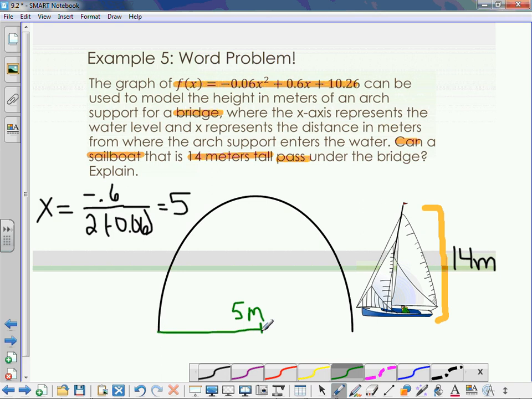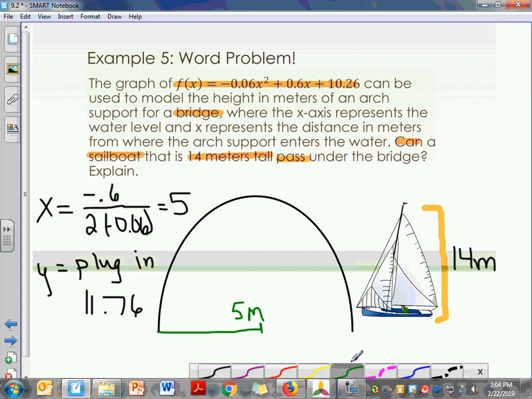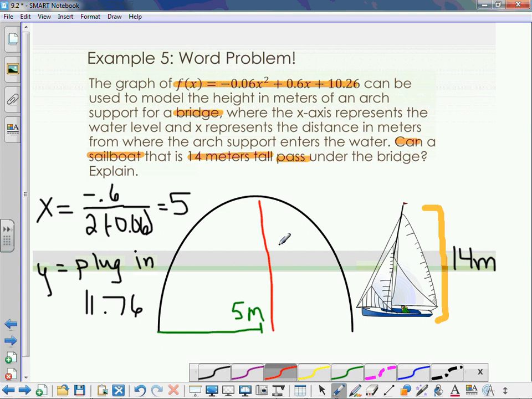So next we need to find out the height. To find y, I'm going to plug 5 into the equation. When I plug it into the equation, I get 11.76. And we know that y represents the rise. So we found out that the bridge, this color, is 11.76 meters tall, which means no, the sailboat cannot fit under the bridge.